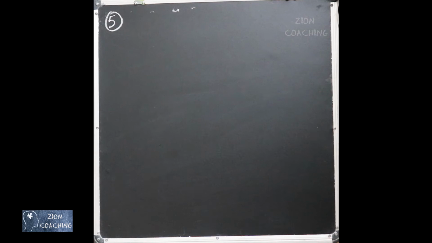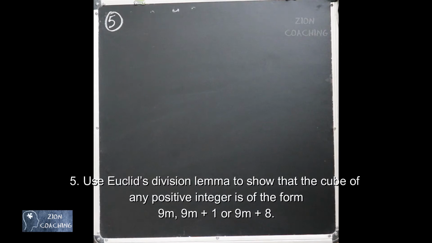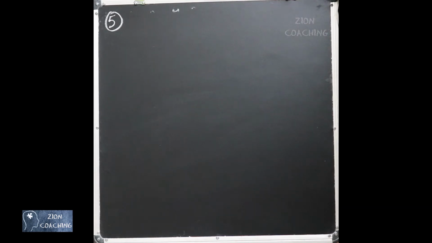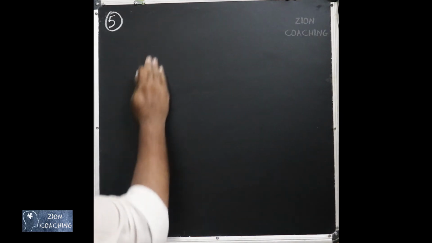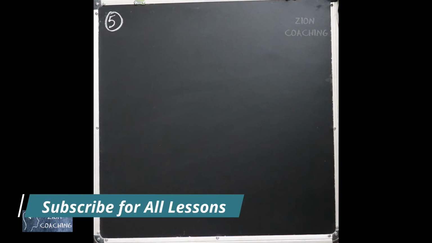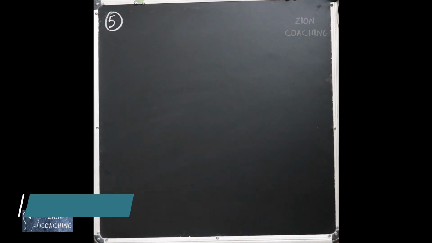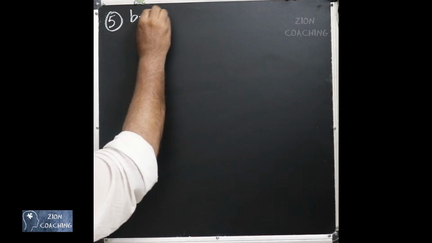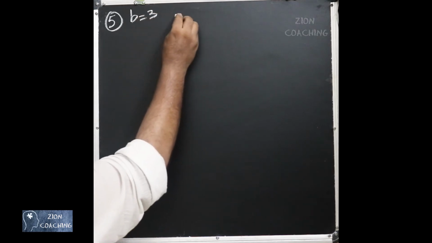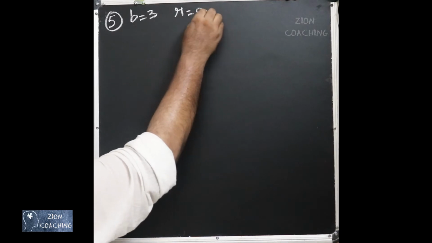In this question, they are asking us to use Euclid's division lemma to show that the cube of any positive integer is of the form 9m, 9m plus 1 or 9m plus 8. Now we can see that the b value is 9 here, but the factor of 9 is 3. So to simplify the process, since 9 is divisible by 3, we can take our b value to be 3. When we take b to be 3, the possible remainders are 0, 1 or 2.